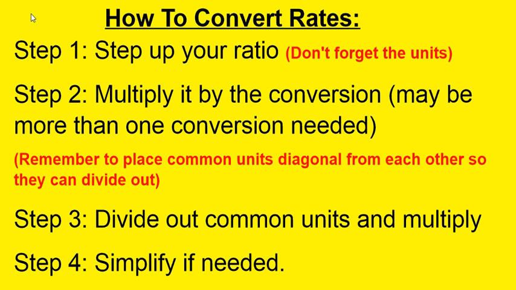How to convert rates. Step 1, set up your ratio and don't forget the units. Step 2, multiply it by the conversion. Now, just a fair warning, there may be more than one conversion needed. Remember to place common units diagonal from each other so that they can divide out. Step 3, divide out common units and multiply. Step 4, simplify if needed.